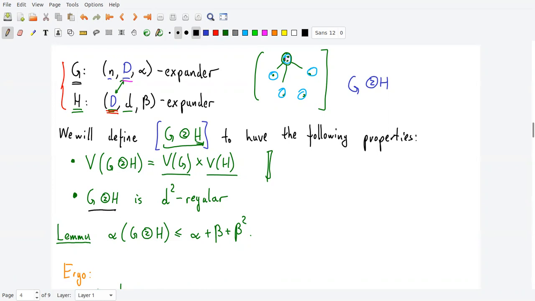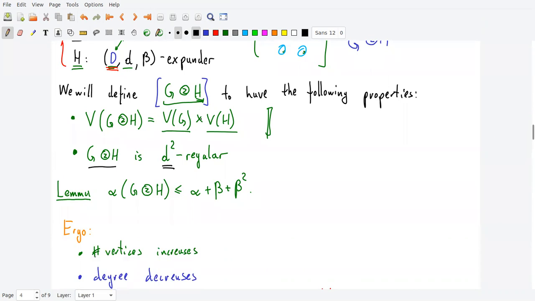And the zigzag product will actually be d squared regular. So we'll not exactly get the regularity of H, but we'll get the square of the regularity of H. This will just come out of the construction. And the main idea of the zigzag product is that taking a zigzag product does not deteriorate the spectral properties too much.